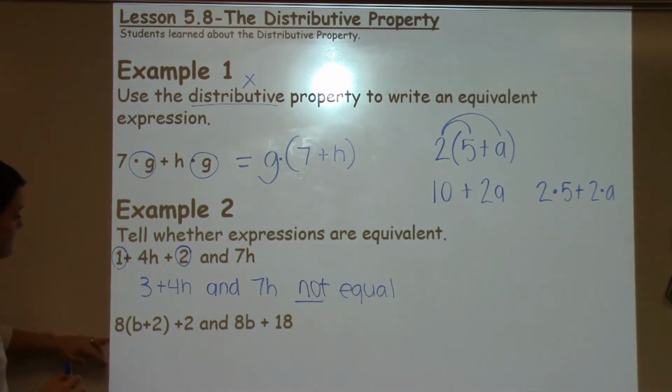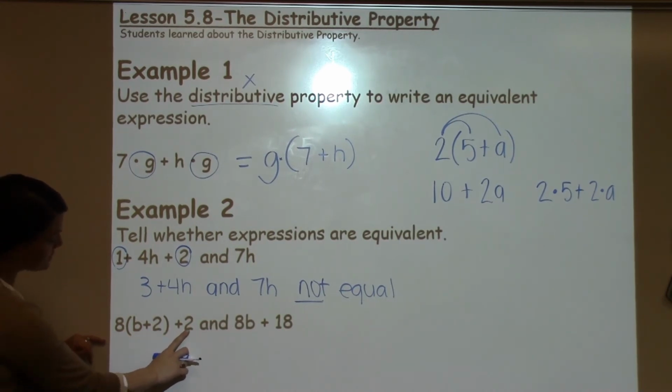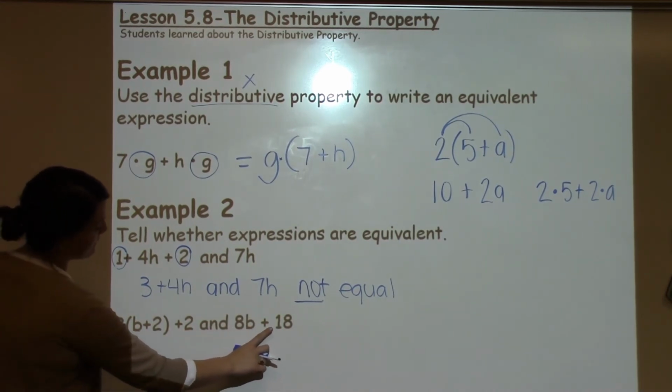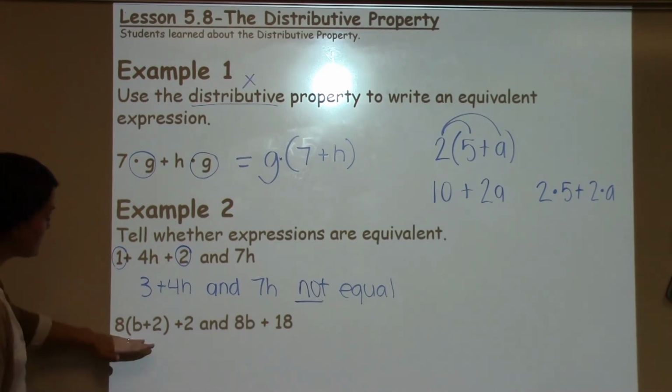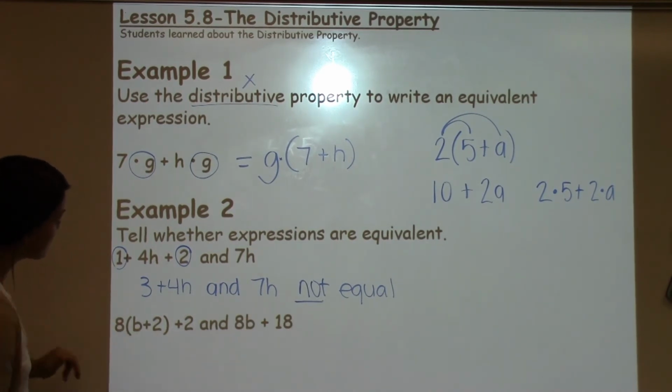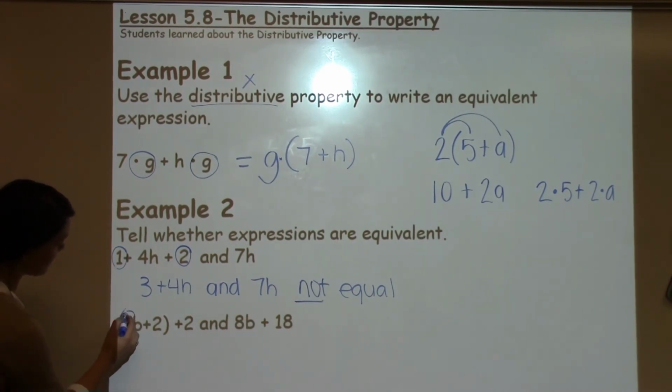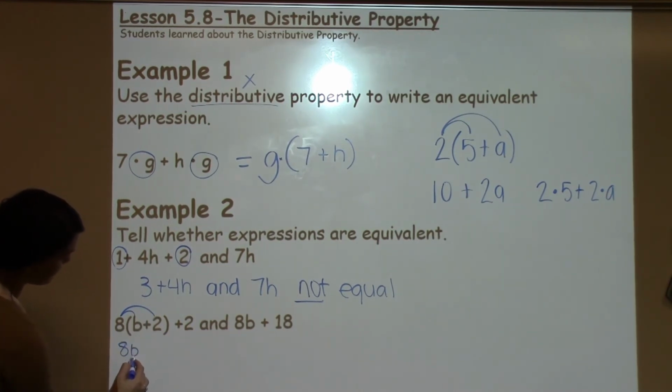So let's look at another example. I have 8 in parentheses b plus 2 plus another 2 and 8b plus 18. So I'm going to go ahead and combine like terms with this first one because I think I could do a little work here. I'm going to distribute the 8 to the b to make it 8b plus 8 times 2 is 16, and then I have my plus 2 here.